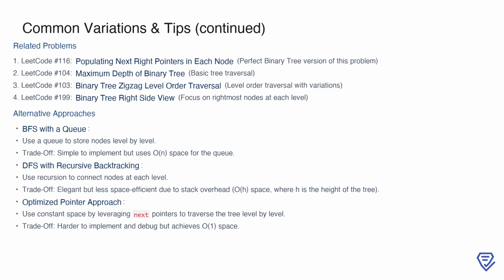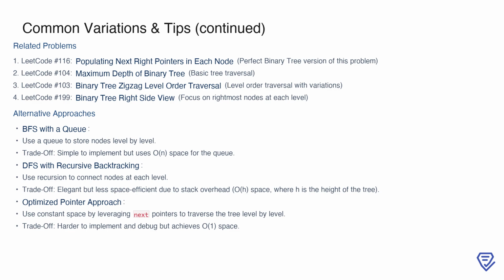LeetCode number 116 is the perfect binary tree version of this problem, where all levels are completely filled. Other related problems include LeetCode number 104, which focuses on finding the maximum depth of a binary tree, LeetCode number 103, which involves zigzag level order traversal, and LeetCode number 199, which requires capturing the rightmost node at each level.